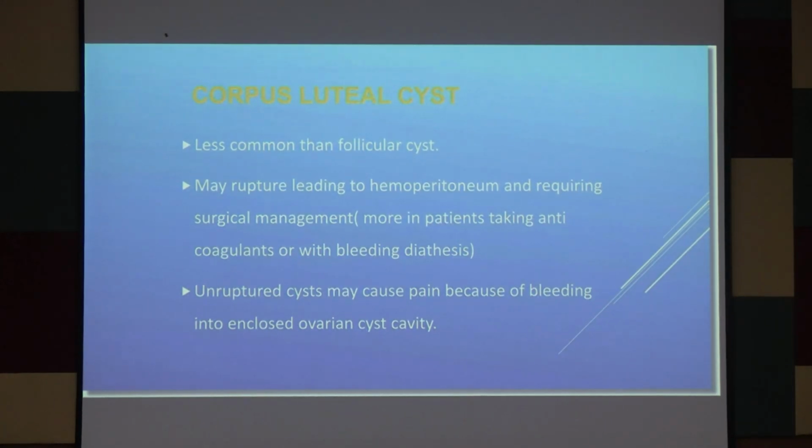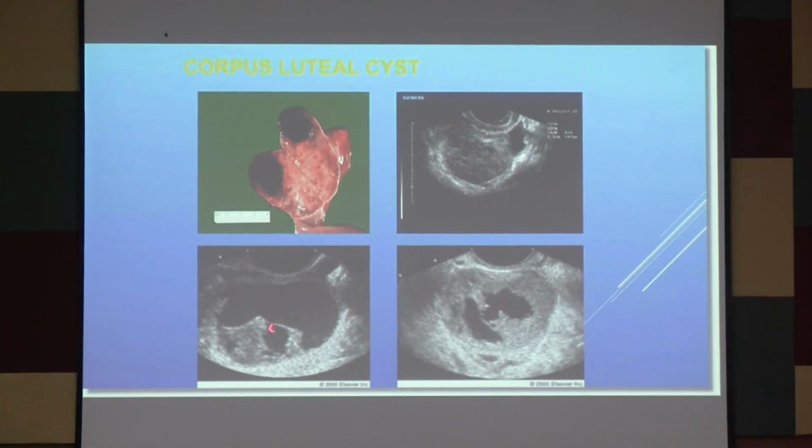This is one more important point, a corpus luteal cyst. This one looks very much like a ruptured ectopic pregnancy. A corpus luteal cyst is lined by theca cells. It may rupture, causing hemoperitoneum, and looks very much like an ectopic pregnancy. This is what a corpus luteal cyst looks like. You've heard of corpus luteum, right? When it enlarges, it becomes a corpus luteal cyst.